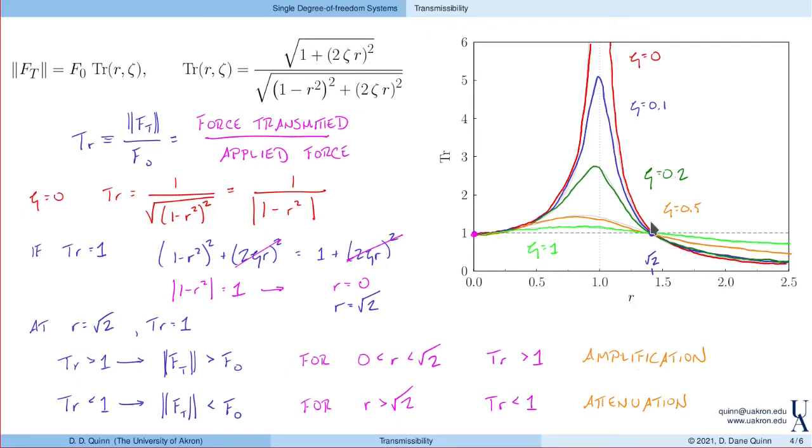Another important aspect of this is that as the damping increases, the transmissibility moves closer to 1, which again implies that the force transmitted is equal to the applied force. As r gets very large, the transmissibility goes to 0, but it does so much slower for increasing damping relative to the undamped system. Now let's see how we can use this idea of transmissibility in engineering design.